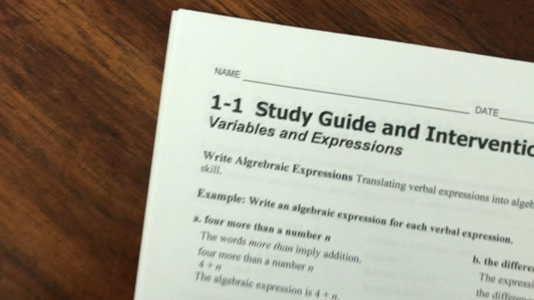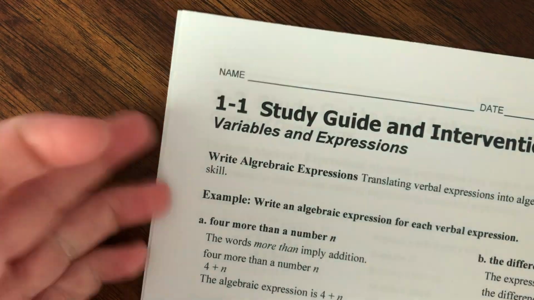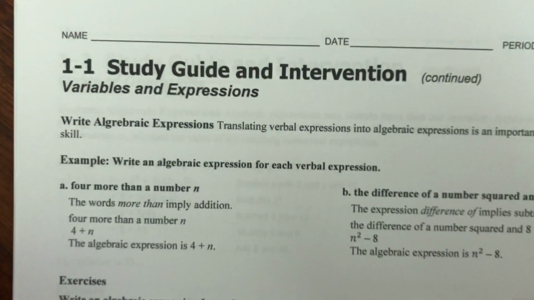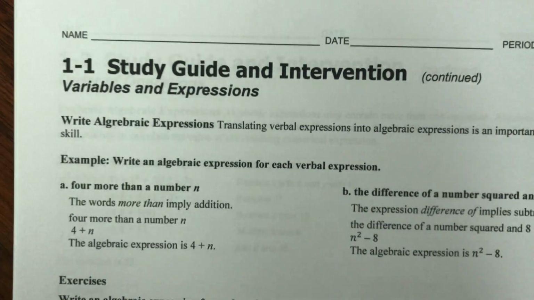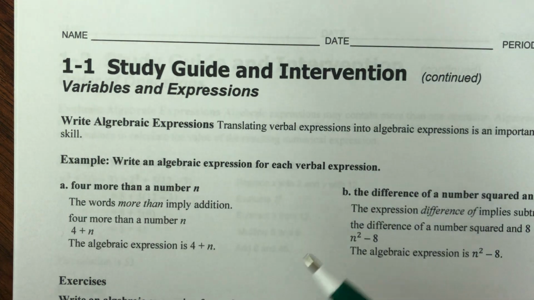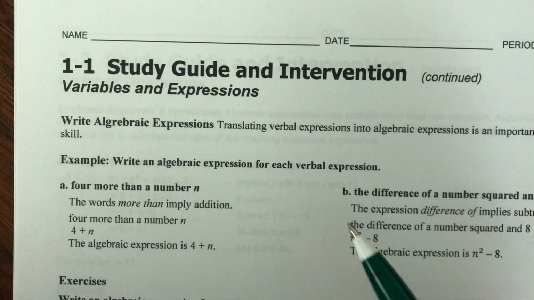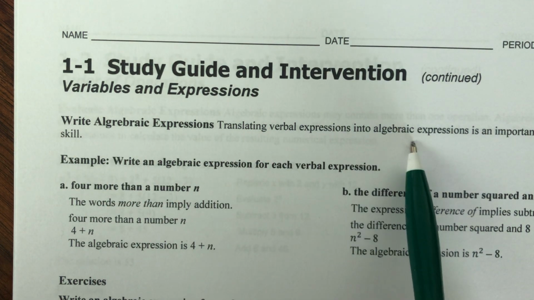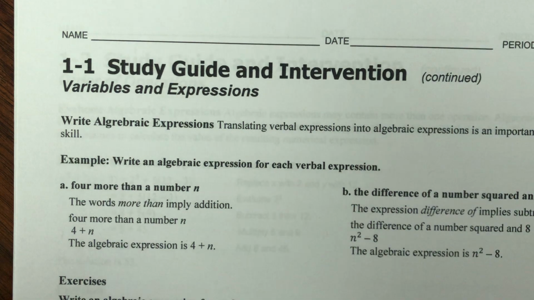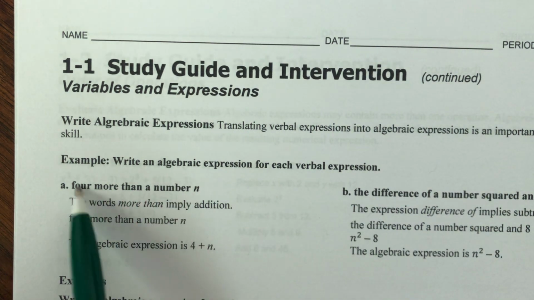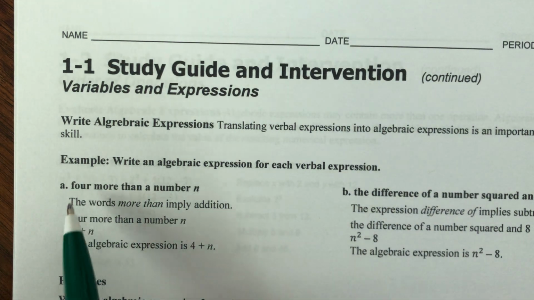All right, and again, on every study guide, when you look back, it actually has the lesson up top, so you guys can read through that. You don't need me to rewrite the lesson. So we were just writing verbal expressions. Now we're going to read the verbal expression and write it algebraically. Most people think this is easier. Write algebraic expressions. Translating verbal to algebraic is an important algebraic skill. Write an algebraic expression for each verbal. So we're going to read the words and write it out like an equation.